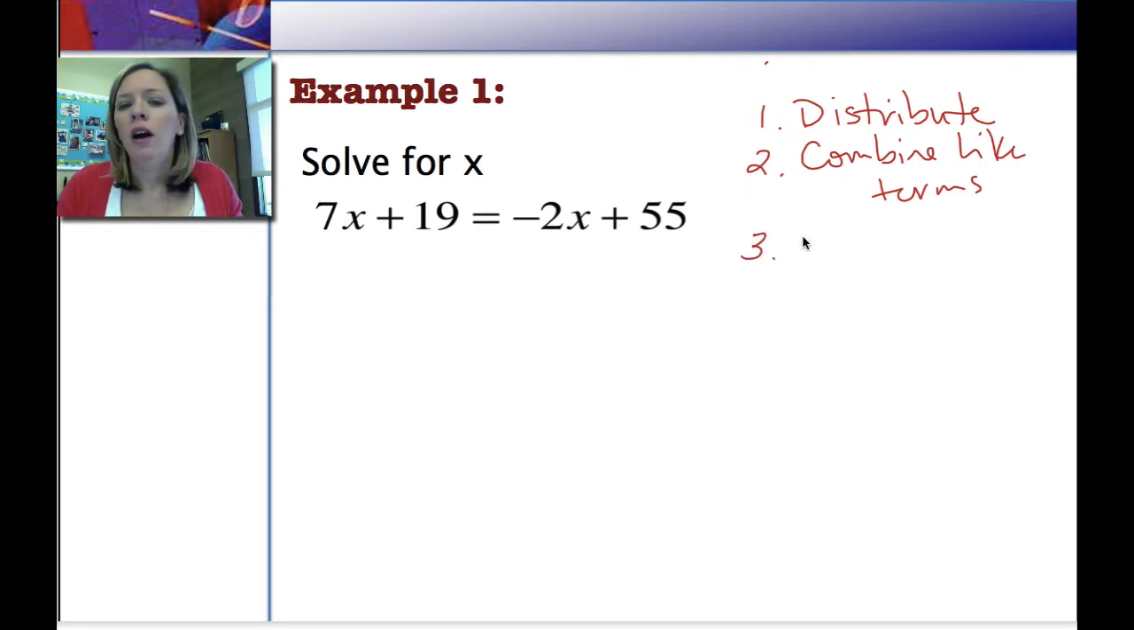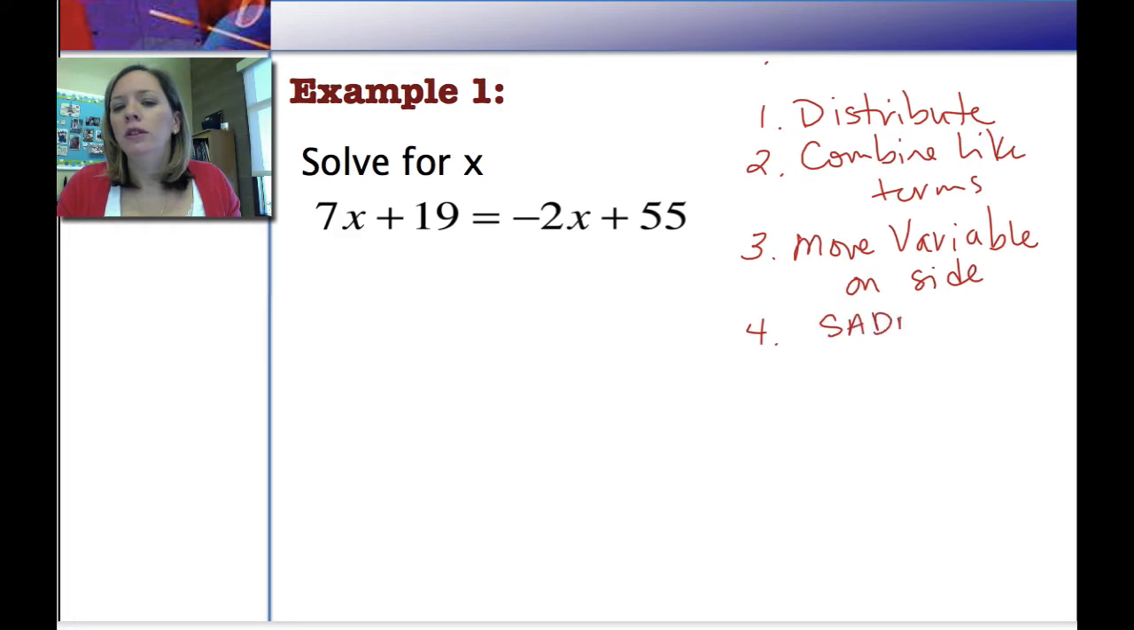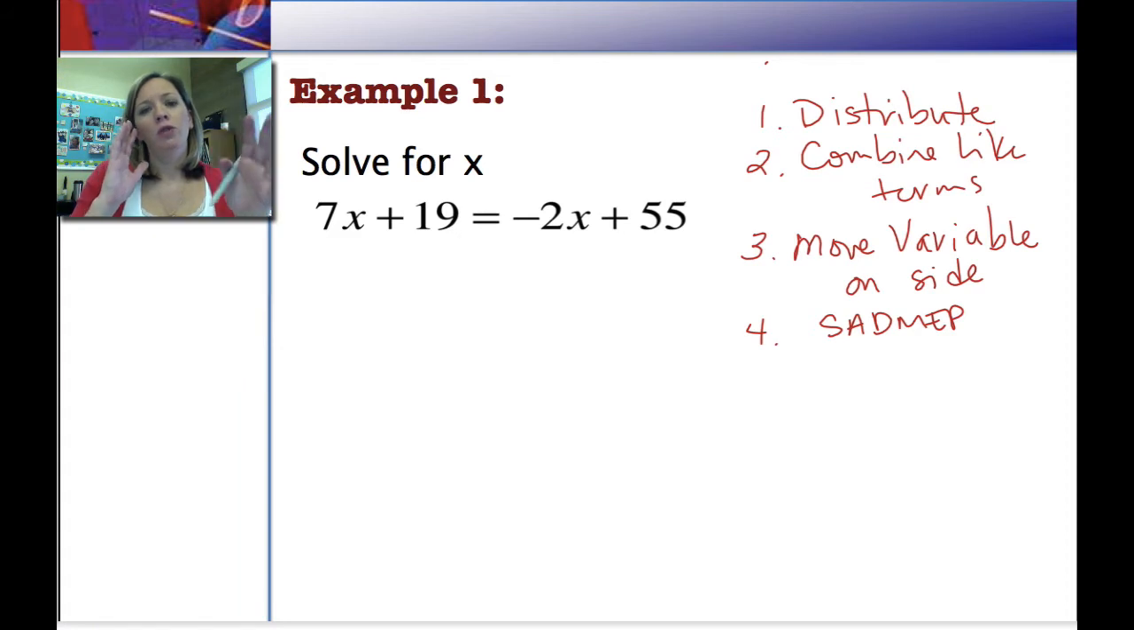So now the third thing I would like you to do is move your variable. Once you move your variable to one side of the equation, the last thing that we're going to do is undo the rest of the operations using SADMAP. Now, there certainly are variations, and you don't have to do everything in this order every single time. You could certainly get the correct answer another way, but this gives you a nice step. If you always do it this way, you're not going to miss anything, and it's really helpful to make sure that you're doing legal algebra, that you're not doing something you're not allowed to do.